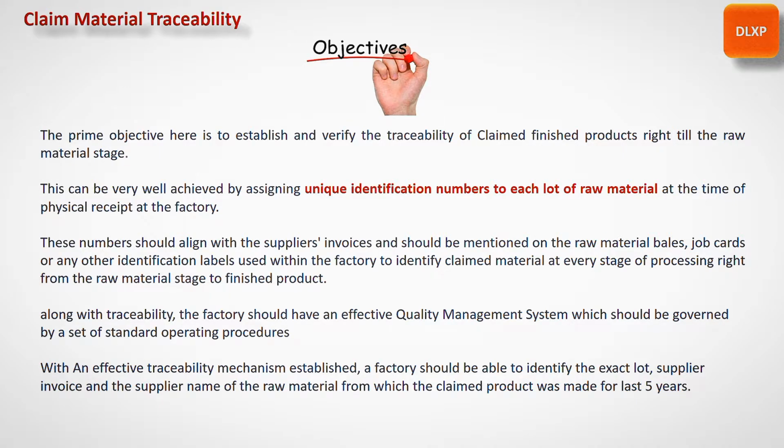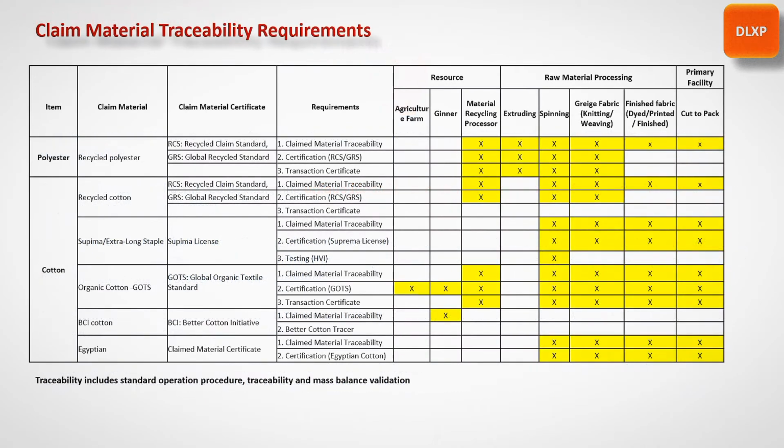With an effective traceability mechanism established, the factory should be able to identify the exact lot, supplier invoice, and supplier name of the raw material from which the claim product was made, for the last 5 years. As per the US regulatory requirements, you should have 5 years of records in your system. So this chart will help you see from which stage the claim material standard requirement is mandatory.